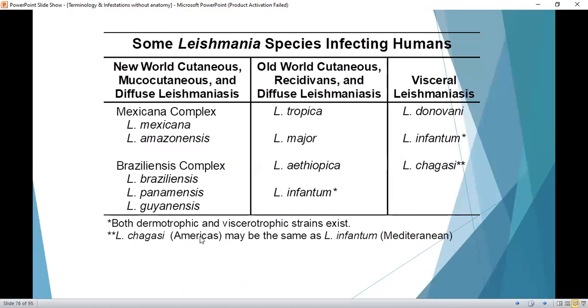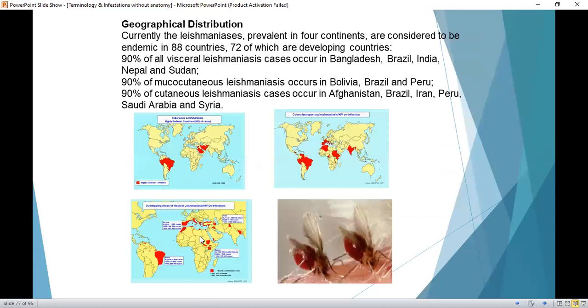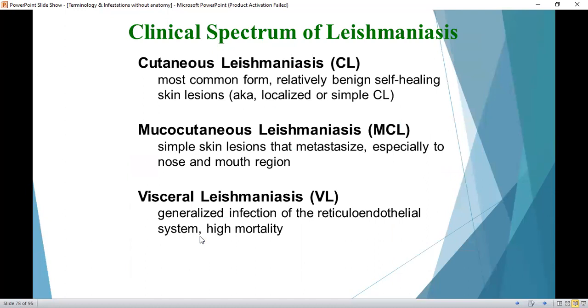There are different types of leishmaniasis. New World, cutaneous, mucocutaneous. The different organisms, the subtypes that give rise to different types of leishmaniasis, are mentioned. Again, geographical distribution, and this is the picture of the vector. There are three types of leishmaniasis clinically: cutaneous, mucocutaneous, and visceral. We basically deal with the cutaneous and mucocutaneous because they have skin involvement. The visceral leishmaniasis often does not have skin involvement, and it has generalized organ involvement within the body, and this may prove fatal as well.